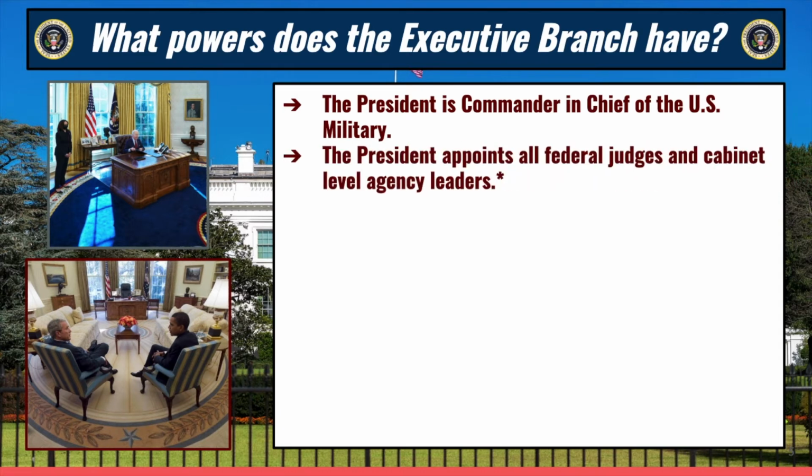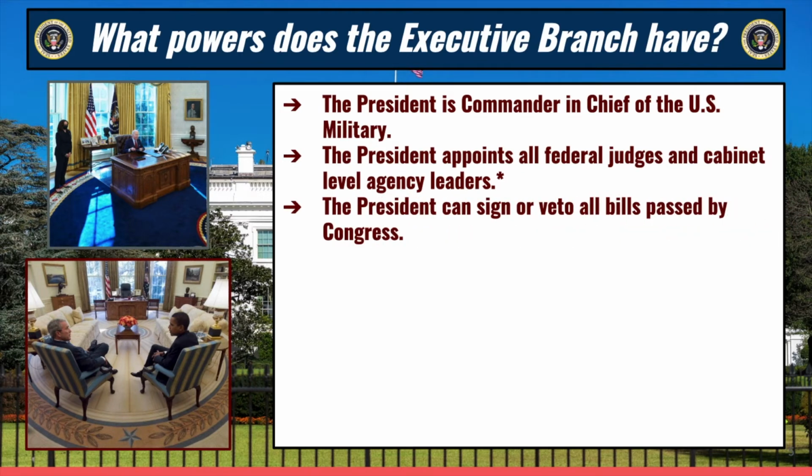The president appoints all federal judges and cabinet agency leaders. I kind of talked about that on the previous slide. Who the president chooses to be judges is a very, very big deal. And who the president chooses to run the different cabinet agencies is also a big deal. When Democrats are in power, they tend to choose leaders of the Environmental Protection Agency that want to protect the environment. And when Republicans are in power, they tend to choose leaders of the Environmental Protection Agency who want to make it easier for business to use public lands to make money. That's just a fact in recent years, going all the way back to Ronald Reagan.